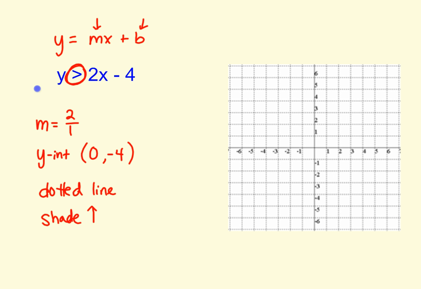So starting with the y-intercept down here at -4, plot your point. Then up 2 over 1. And you just fill up your whole graph with these points. And then draw a dotted line. So again, a dotted line looks a little more like dashes, but that's okay.